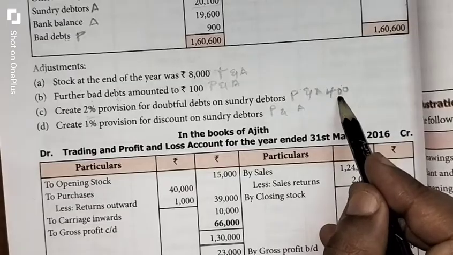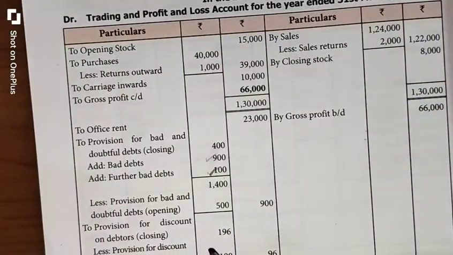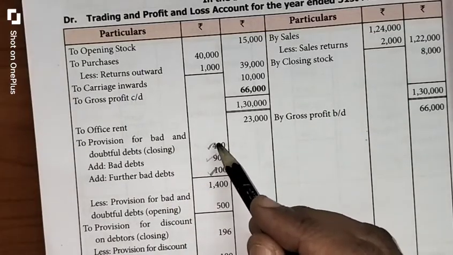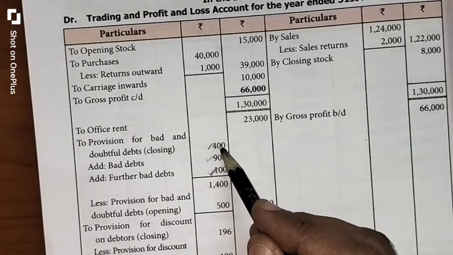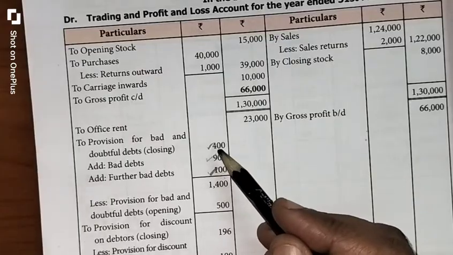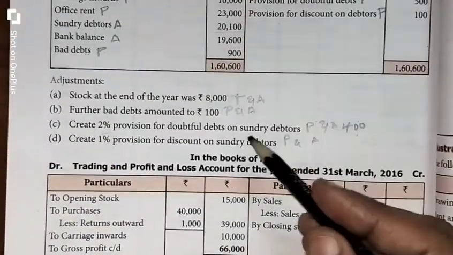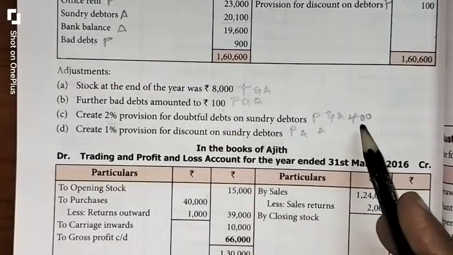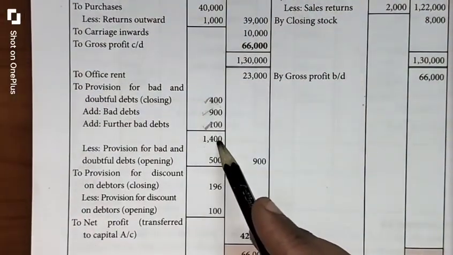Okay, 400 rupees. That 400 rupees we have to enter here. We have to add the new provision of 400 rupees here. So we add the 900 rupees, the additional bad debts of 100 rupees, and the new provision of 400 rupees, and we will get 1,400 rupees.